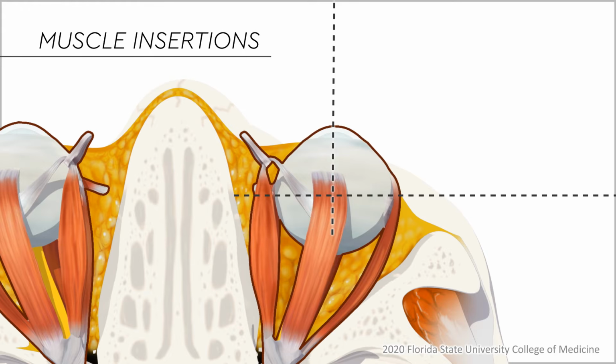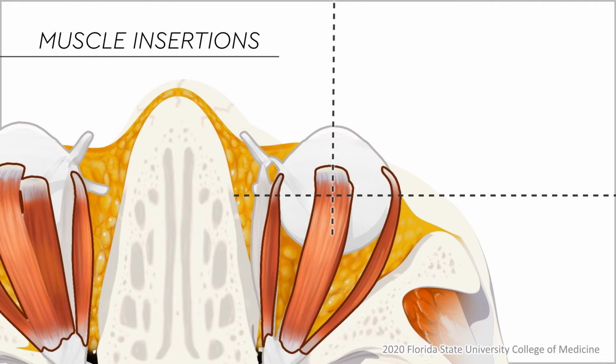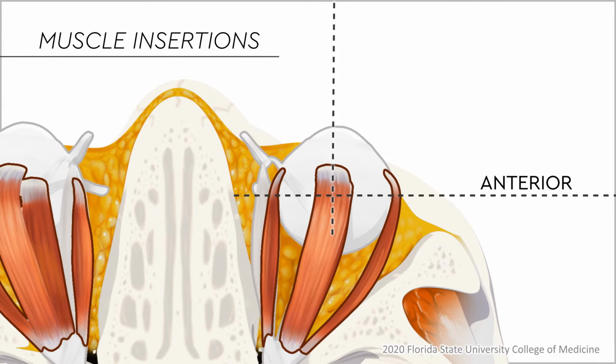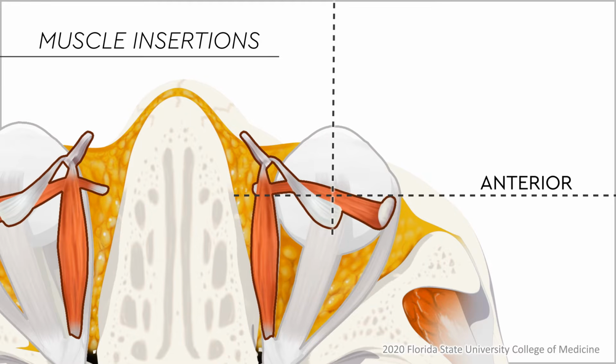The distal insertions of all 4 of the rectus muscles are anterior to the horizontal axis of the eyeball. In contrast, the 2 oblique muscles have distal insertions posterior to the same axis. Understanding these insertions will greatly help in making sense of the muscle's functions.